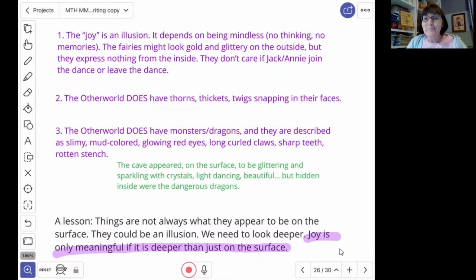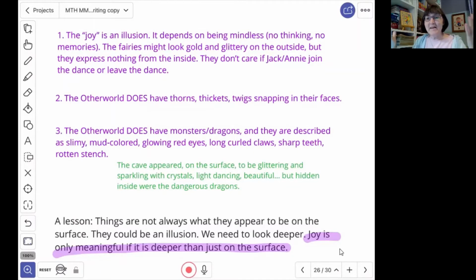It's hard. And even with the crystal cave, it looked so glittering and sparkling and pretty. But deep inside it were some dragons that weren't so pretty or inviting. They were dangerous. So on the outside, on the surface, things might seem one way, but if we dig deeper, we might find that they're not exactly what they seem on the outside. There's something else deeper in.